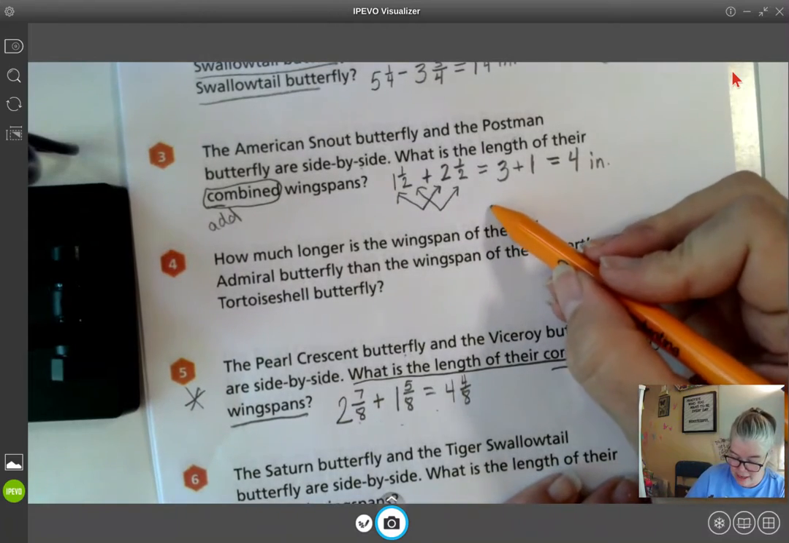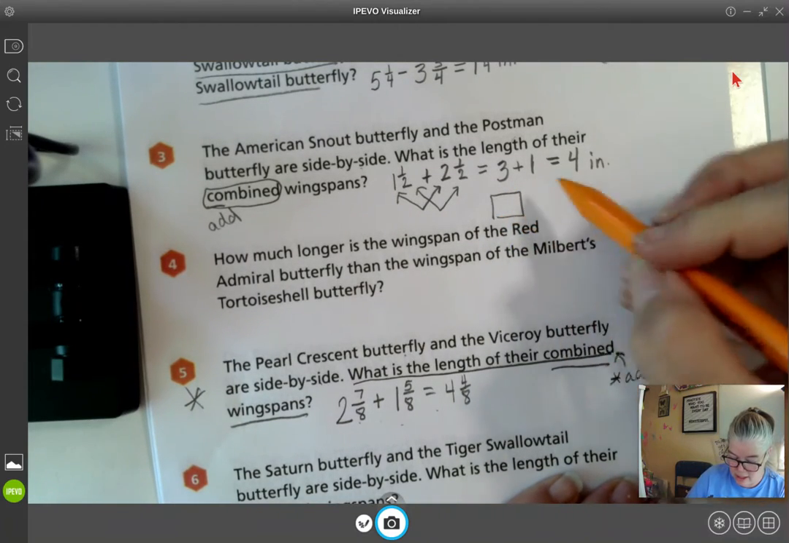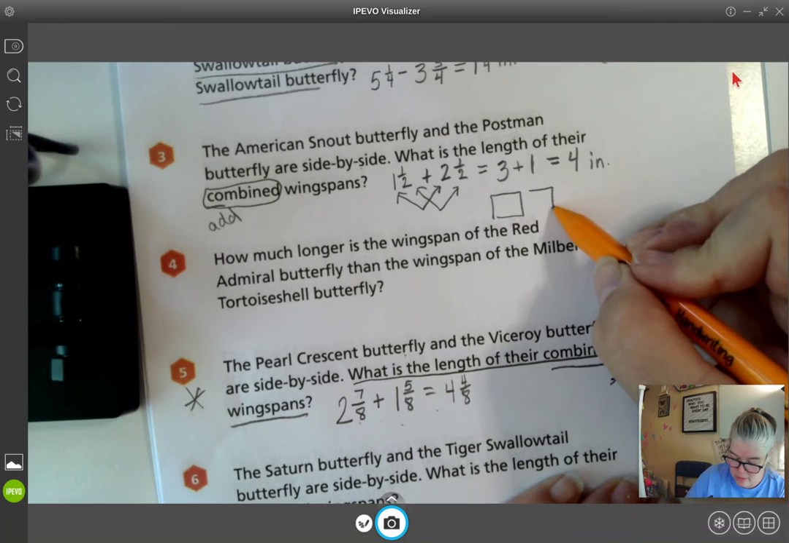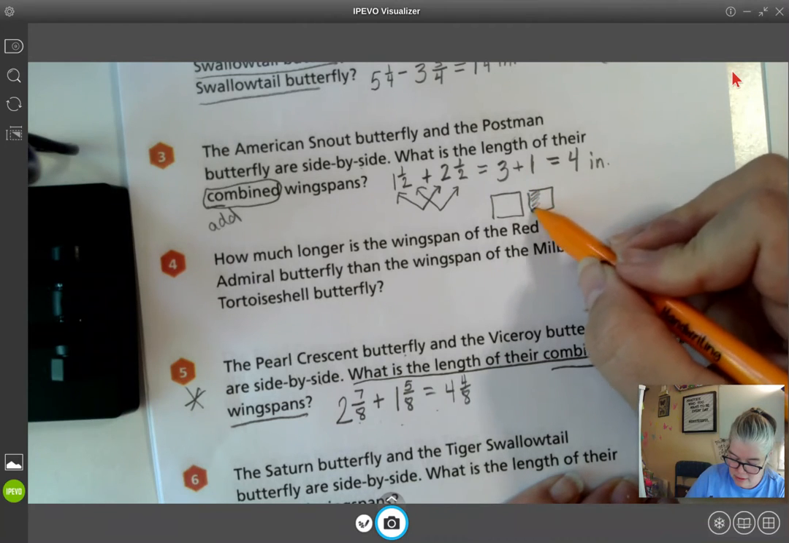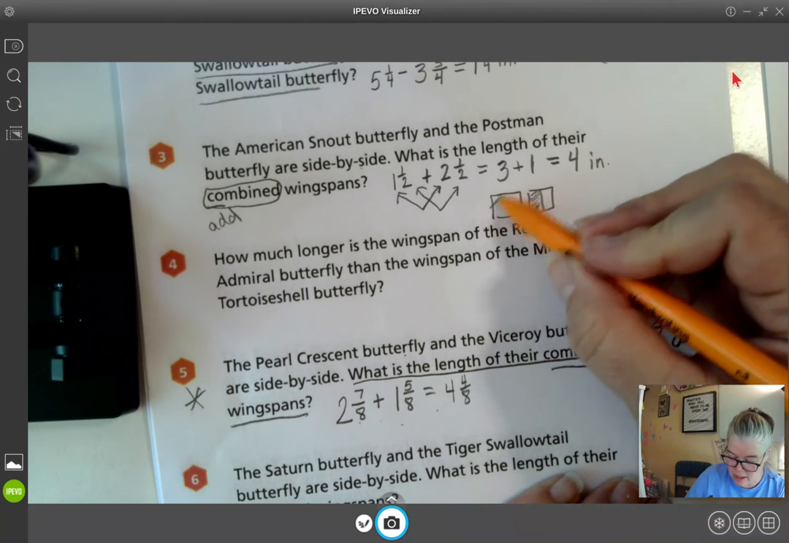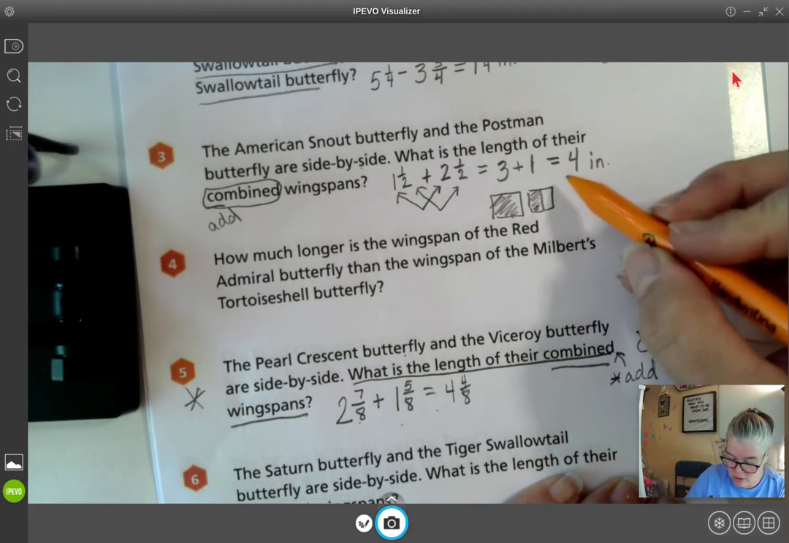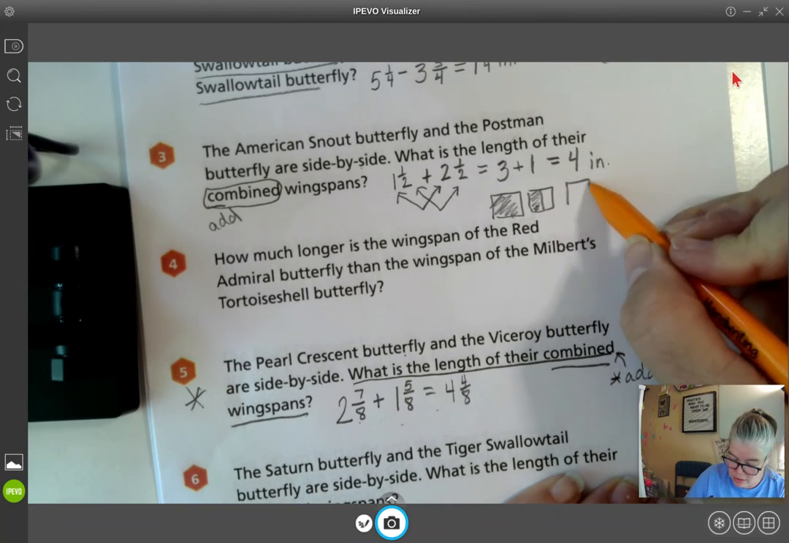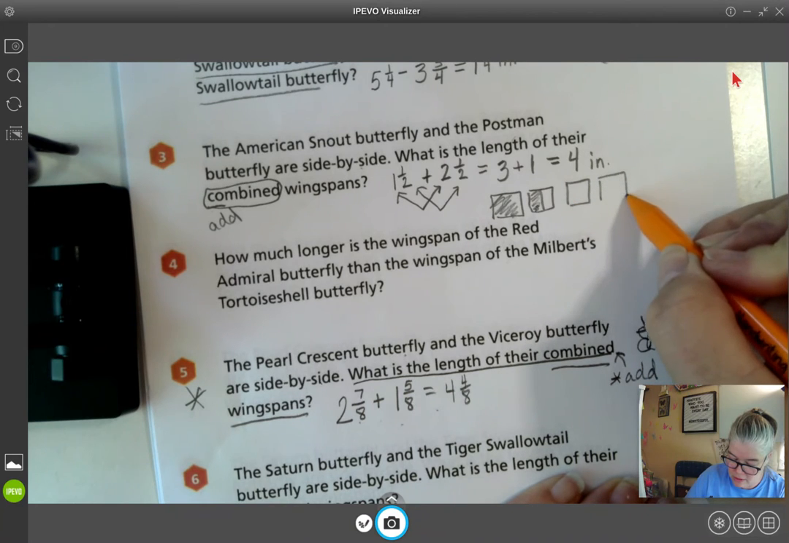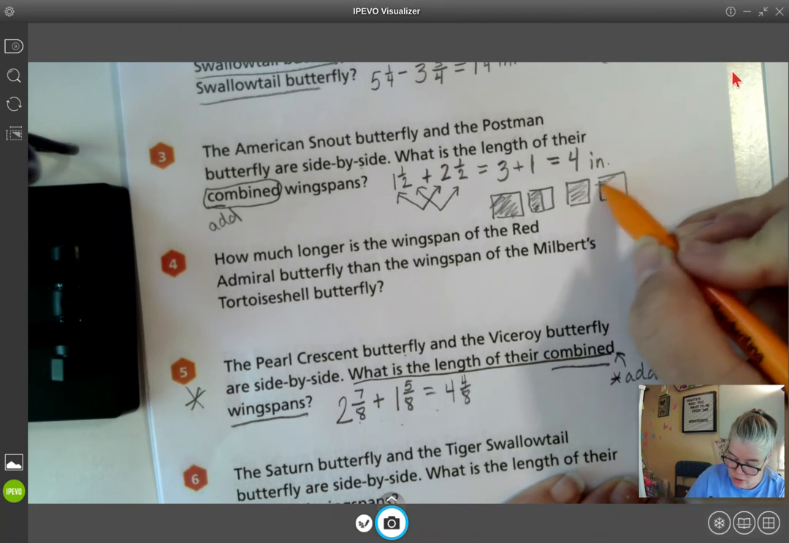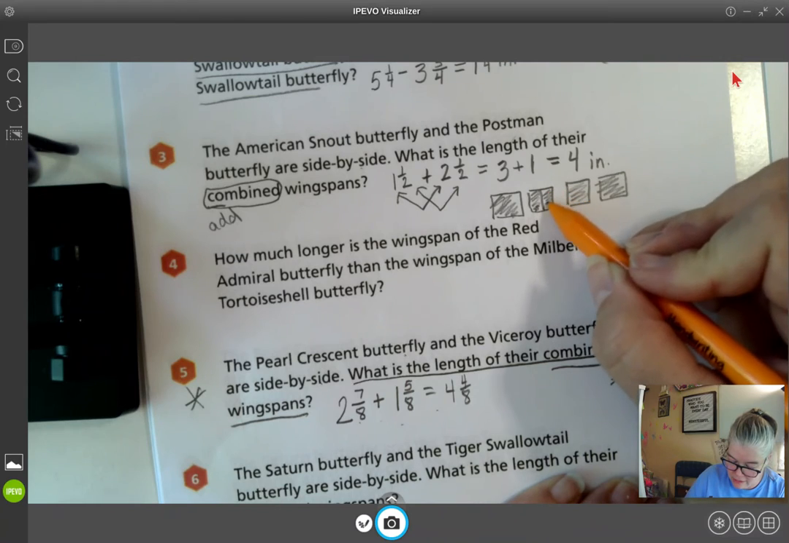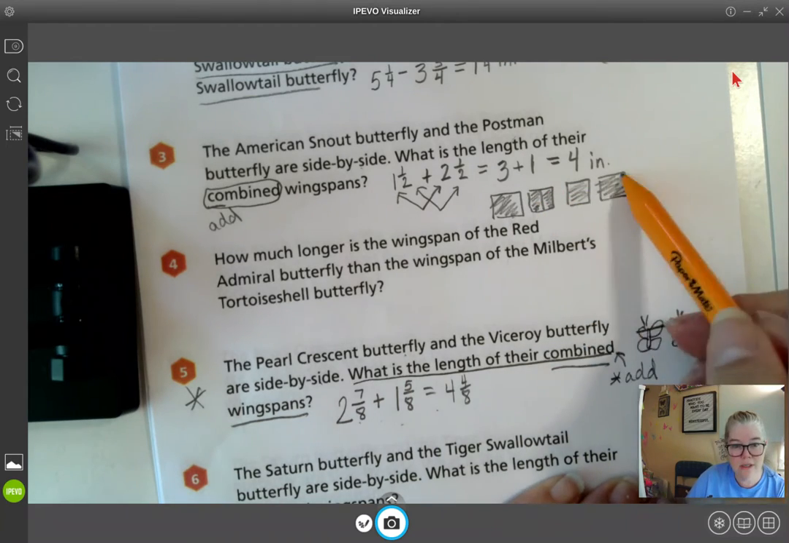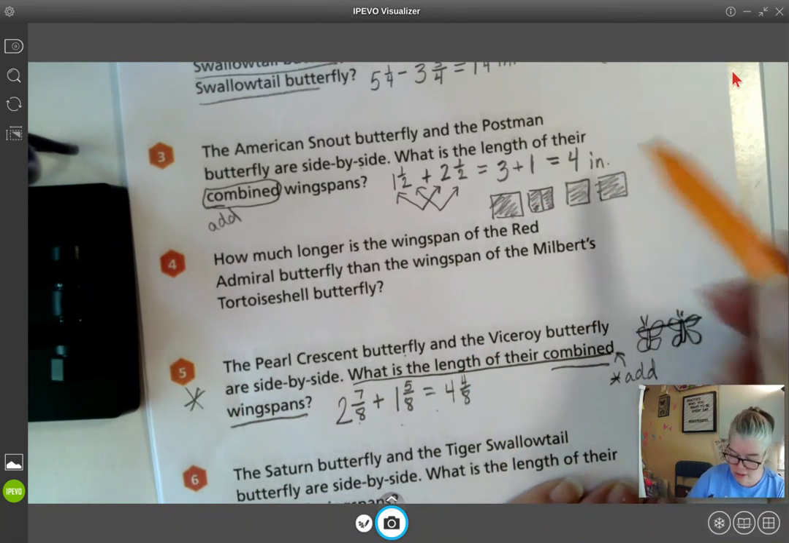You could have drawn it out as well. I could do 1 1/2. Cut that one in half. 1 1/2 plus 2 1/2. So 2, and draw my other 2 in there. 2, and color in this 1/2 right here. I have 4 squares colored in. So the answer here is 4.